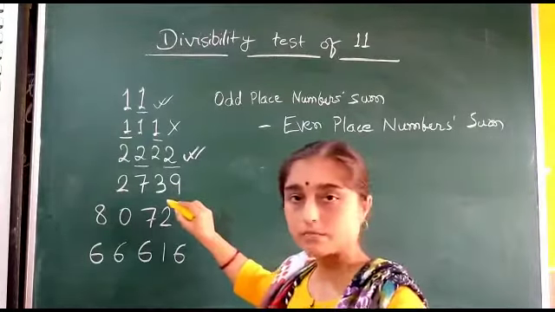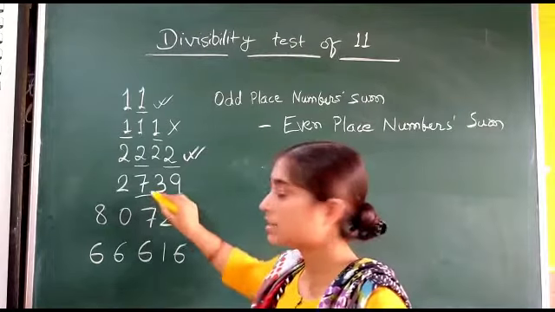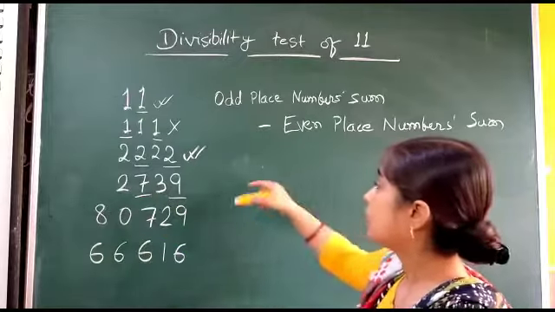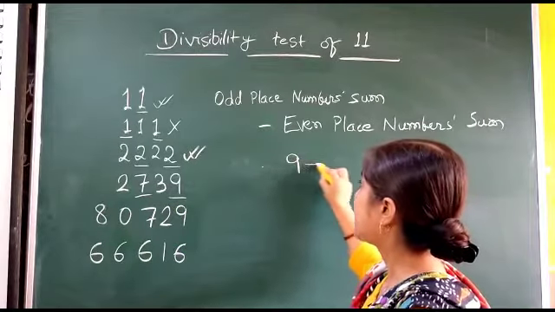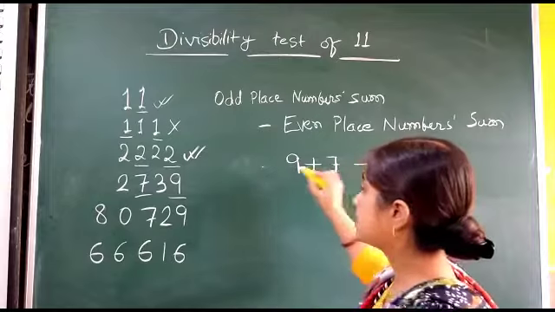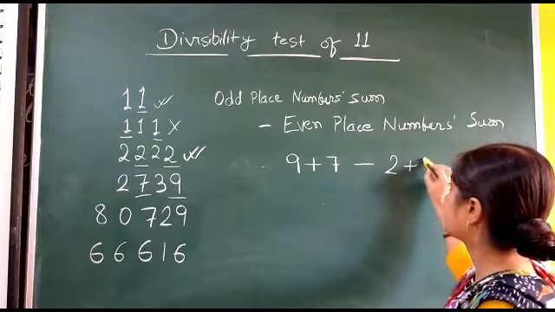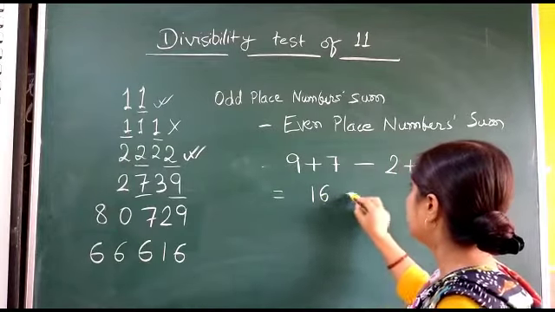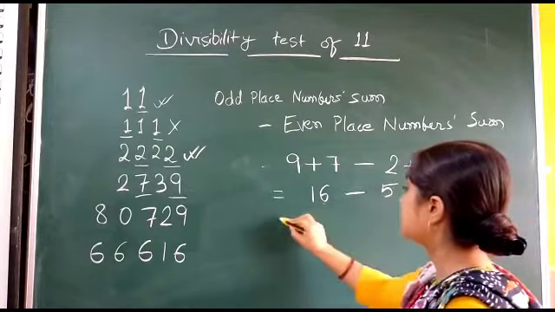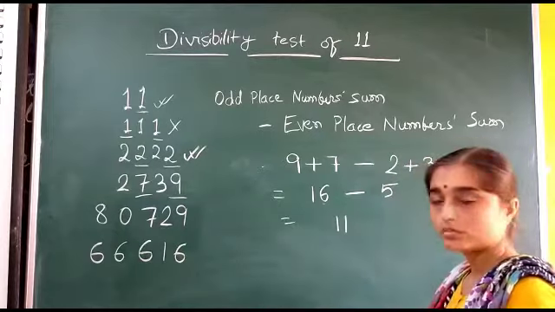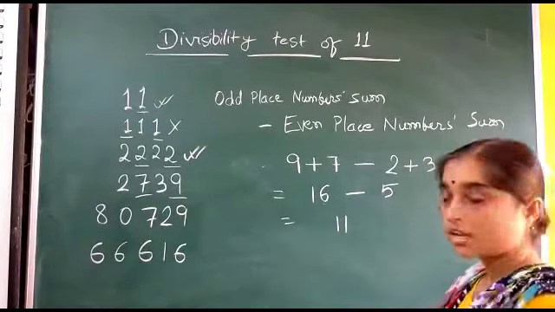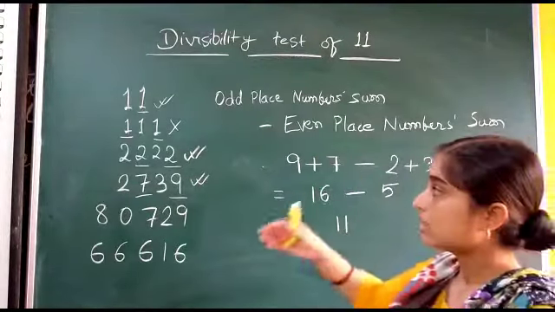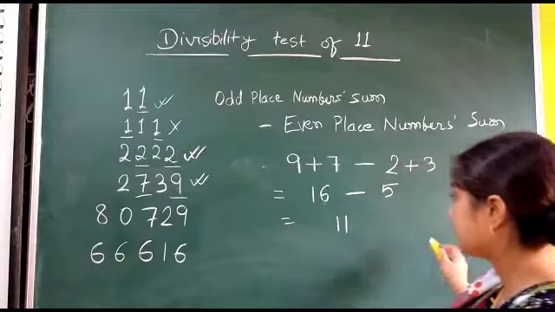The odd place numbers: the first number is 9, then 7, and these are the even place numbers. Add the odd place numbers and subtract the even ones. 9 plus 7 minus 2 plus 3 is equal to what? 9 plus 7 is 16, minus 2 plus 3 is 5, is equal to 11. So the difference here is coming 11. So this number is also divisible by 11, and we can check it out here.